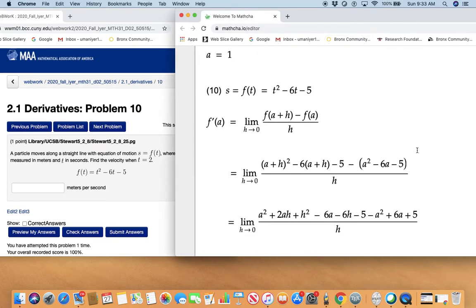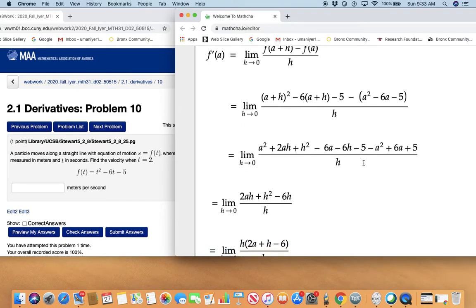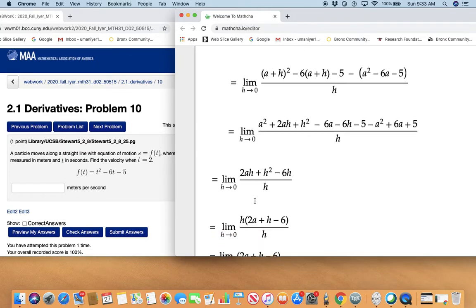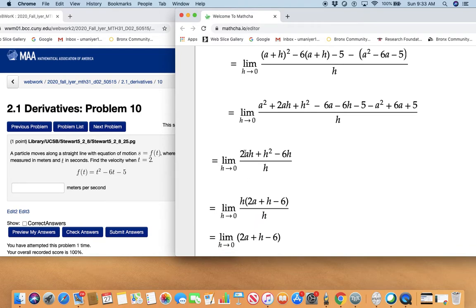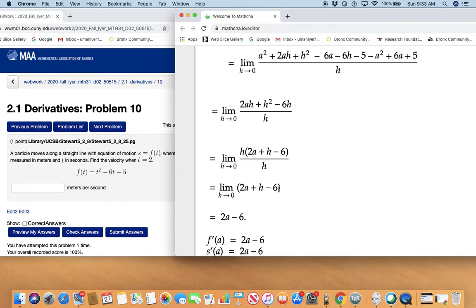Now you simplify. That opens up a squared plus 2ah plus h squared minus 6 distributes, right? Minus 6 distributes, keep track of signs. And then this negative changes signs inside. Now you are able to cancel. The only terms which survive are the h terms. Get h common, right? And you are dividing by h, so those two get cancelled. What you are left with is 2a plus h minus 6.